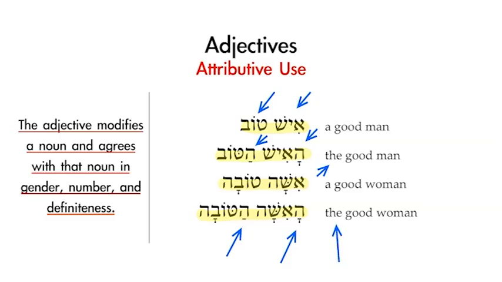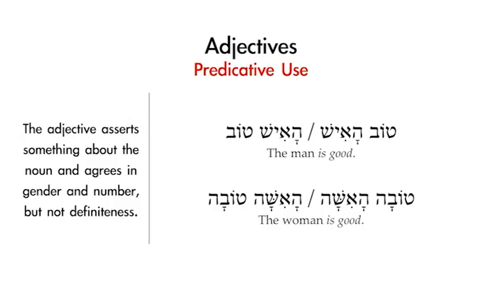By way of quick review, the attributive adjective will directly modify the noun. It will agree in gender, number, and definiteness and follow the noun that it goes with. The second use of the adjective is the predicative use. In the predicative use, the adjective asserts something about the noun and agrees in gender and number with that noun, but not in definiteness. So the nouns will agree in gender and number like masculine and singular, but the adjective will be indefinite and the noun will be definite.